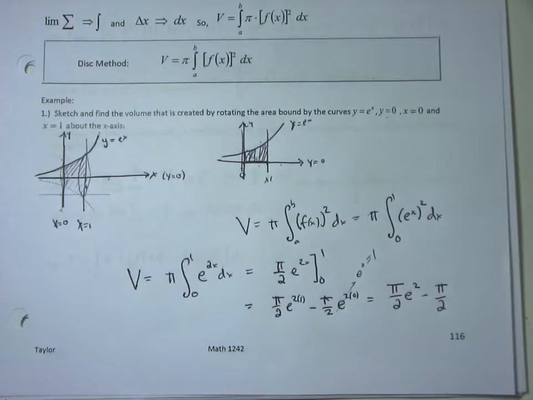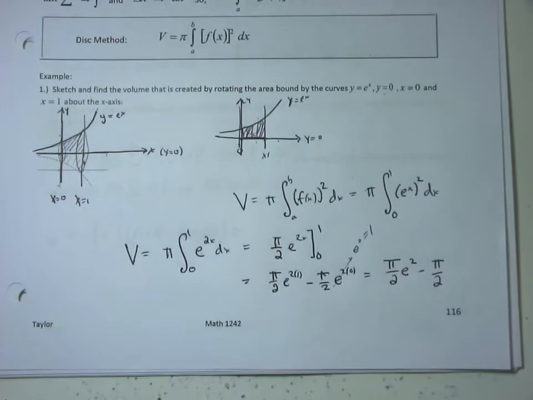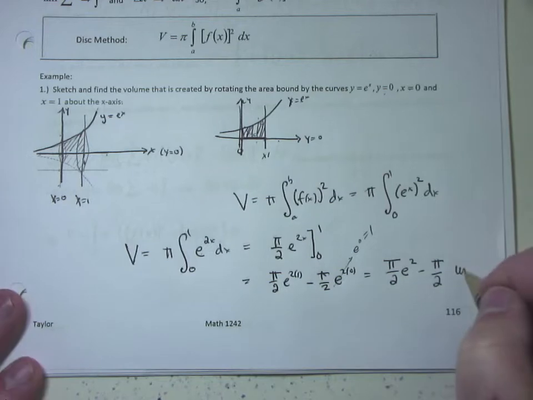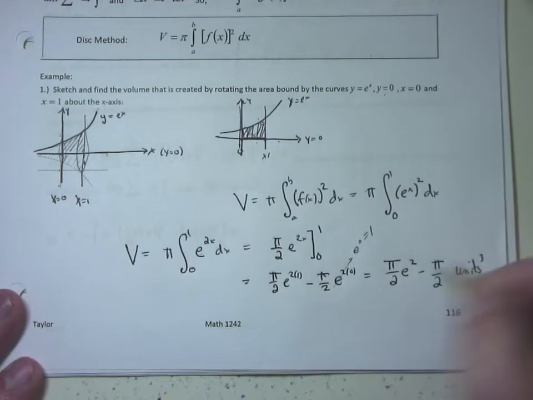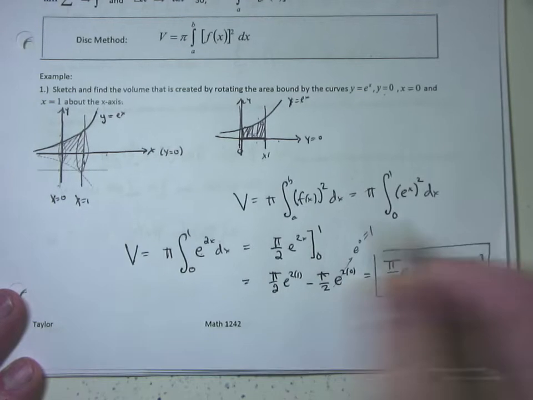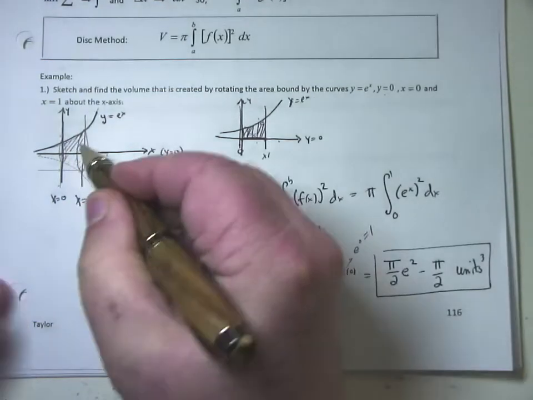That is the exact volume. Very transcendental with all these irrational numbers in it. But what's the last thing I'm going to put? Because we found the volume: units cubed. And it's the volume of this region right here as it was rotated.